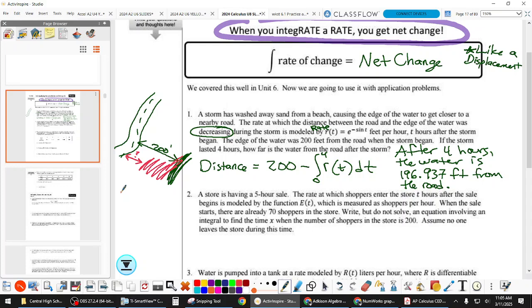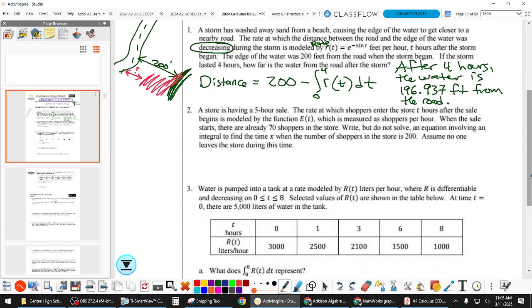Cool. All right. So a store is having a 5-hour sale. The rate at which shoppers enter the store t hours after the sale starts is modeled by the function E of t, measured in shoppers per hour. When the sale starts, there are already 70 shoppers. We don't have to solve this one. Write an equation involving an integral to find the time x when the number of shoppers in the store is 200. Assume nobody leaves.